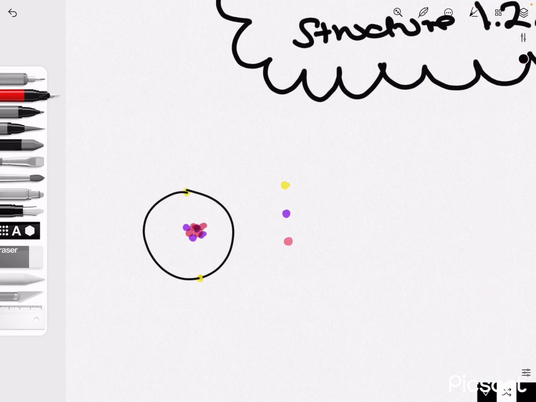So here are pink dots. Let's just say that these are the protons. And our purple ones, we'll say that they are neutrons. So the yellows will be our electrons, which could also be written as e minus.